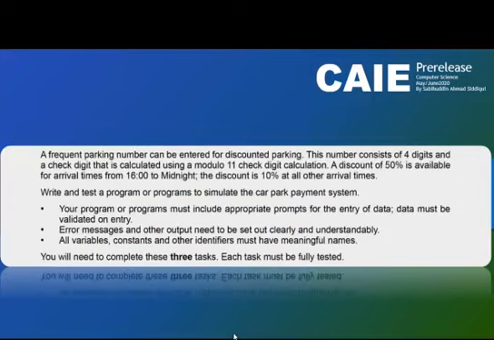So prior to this, just take a look at this. See, this is before task 1, which means this is a part of task 1, the whole description. A frequent parking number can be entered for discounted parking. This number consists of 4 digits and a check digit that is calculated using a modulo 11 check digit calculation. A discount of 50% is available for arrival times from 16 to midnight. The discount is 10% at all other arrival times, right?